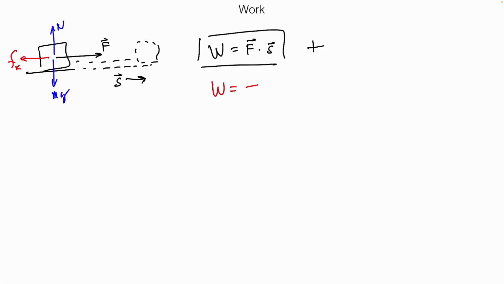How much work is the normal force doing? Well, it's not positive because it's not in the same direction as the displacement. And it's not negative because it's not acting against the displacement. Oh, it is a constant. What constant? 0. 0 when the force and the displacement are perpendicular.